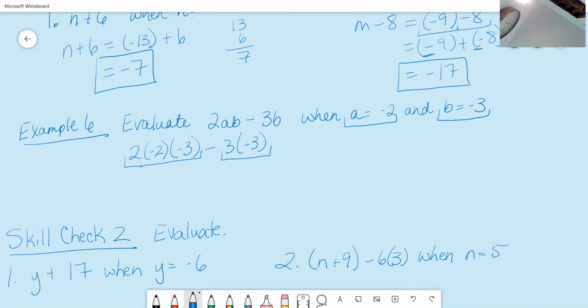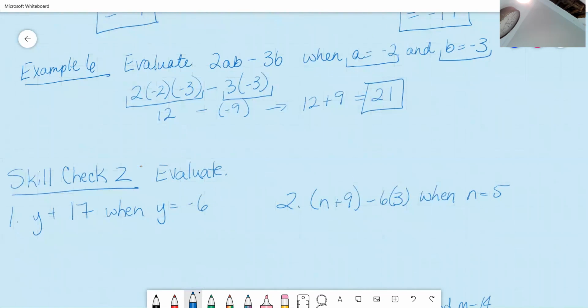You have 2 times -2 is -4. -4 times -3 is a positive 12. Remember, a negative times a negative is a positive. Minus 3 times -3, which is -9. Well, again, you're subtracting a negative number. So this needs to simplify down to 12 plus 9, which gives us an answer of 21.